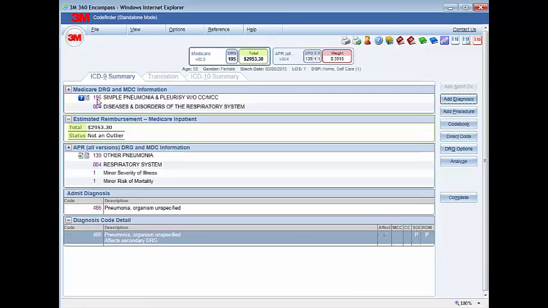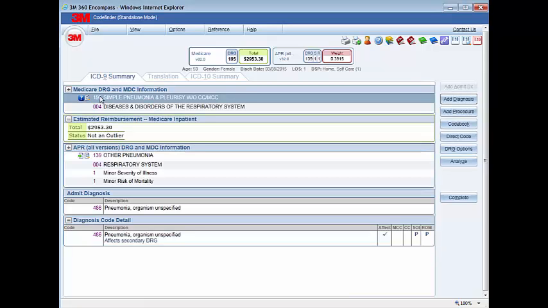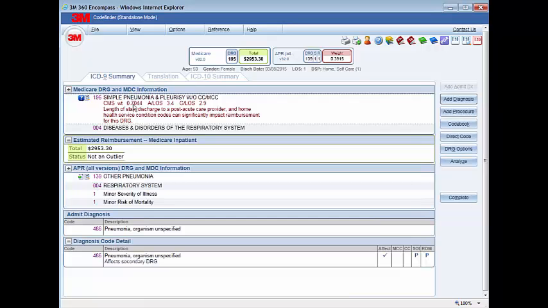You can see their DRG up here is 195. Simple pneumonia, there's no CC or MCC. And if I hover over here, I can see that the CMS weight is a 0.7.